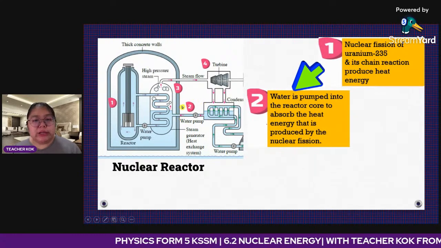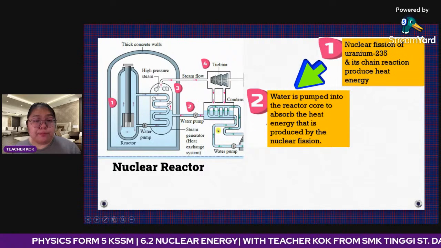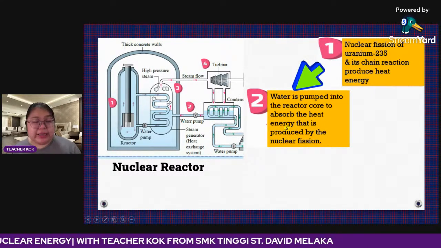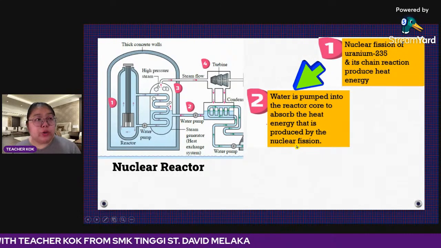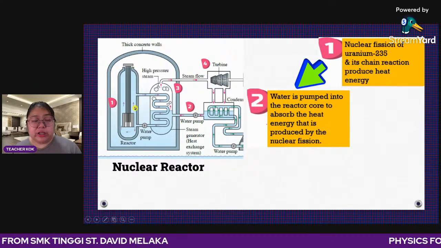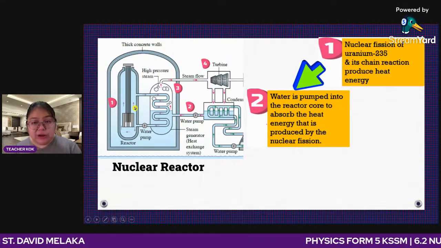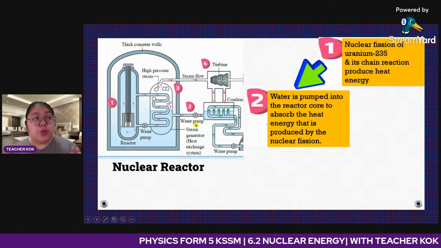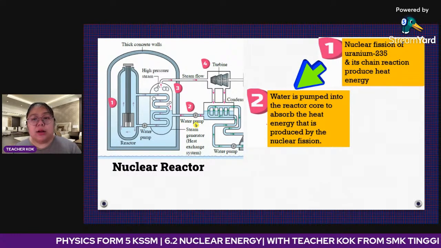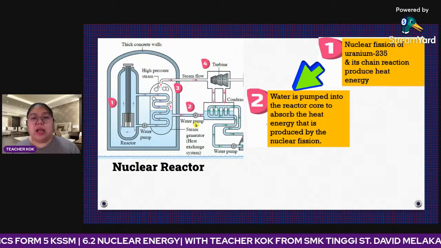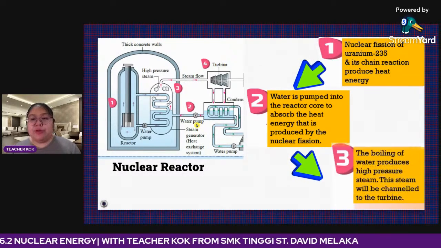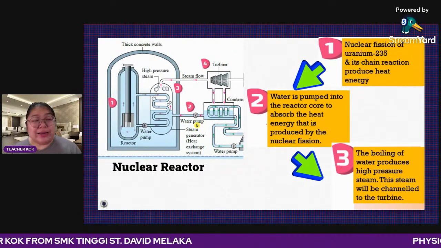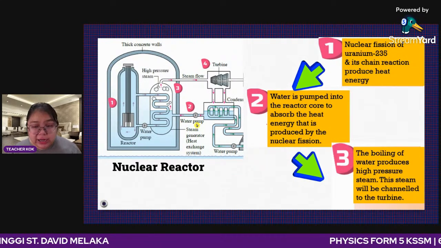Okay, number 2, this part, the water is pumped into the reactor core to absorb the heat energy that's produced by the nuclear fission. Nuclear fission produces large energy, then it will become hot. So that means the pumped water must go in to cool down the reactor core. Then after that, number 3 is the water boiling. The water boils from the heat because they produce large energy, isn't it?